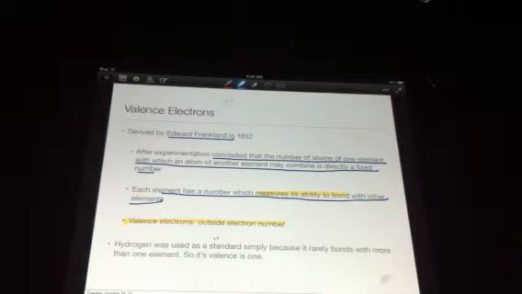Valence electrons was really derived by Edward Frankland. You won't hear his name thrown out much, but I think he does deserve a little bit of notoriety. He concluded that the number of atoms of one element with which an atom of another element may combine is a fixed number. And that's where we got that group 1 has 1, group 2 has 2, group 3 has 3, and so forth. Basically the number is its ability to bond with other elements. Okay? So valence electrons are the outside electron number.